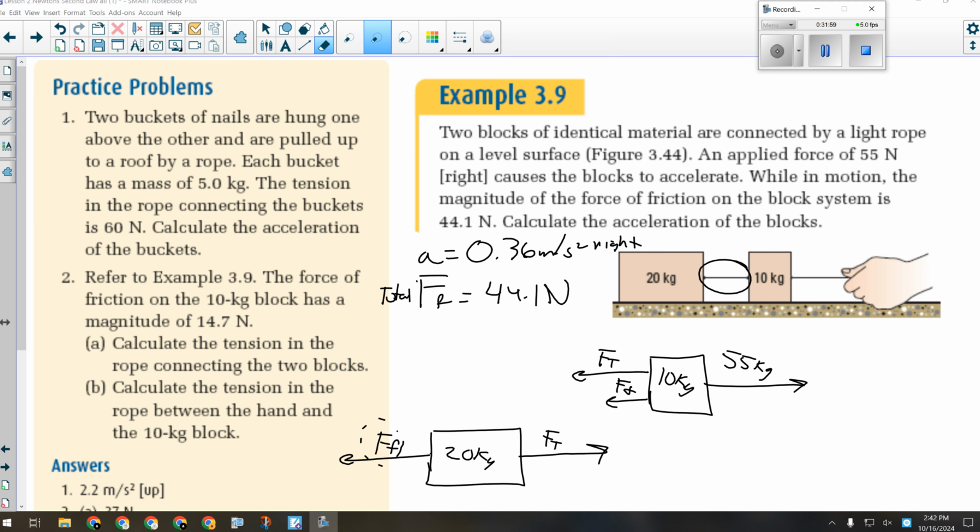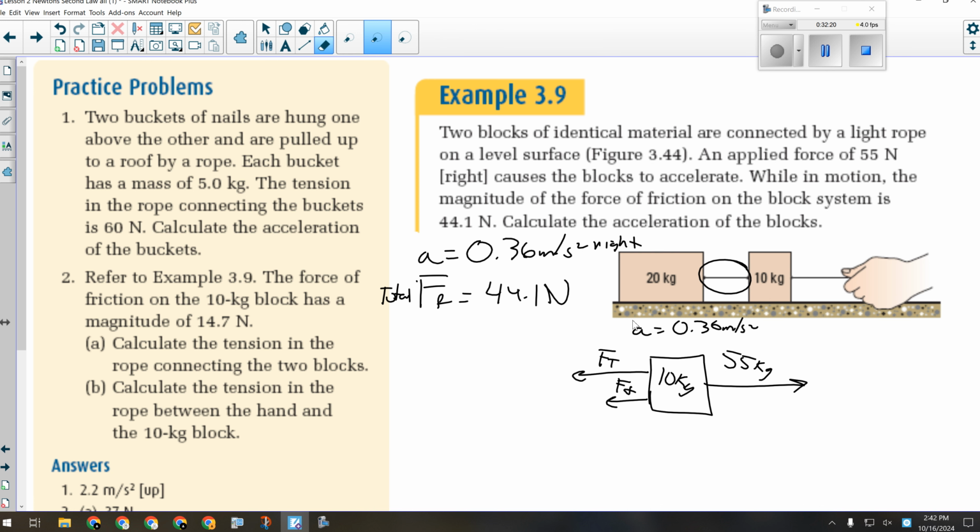All right, so if I'm using the 10 kilogram mass, I know the acceleration of the 10 kilogram mass is still 0.36 meters per second squared to the right. So what can I find since I know that the mass is 10 kilograms and the acceleration is 0.36? Net force, right? I can just go mass times acceleration. So F net is m times a, and I'm going to get that the net force is 3.6 newtons to the right. Okay, everyone all right with that?